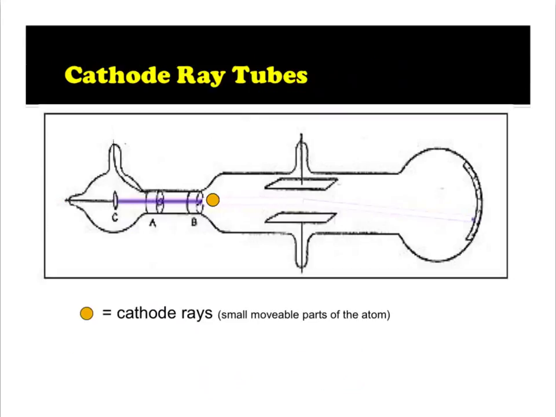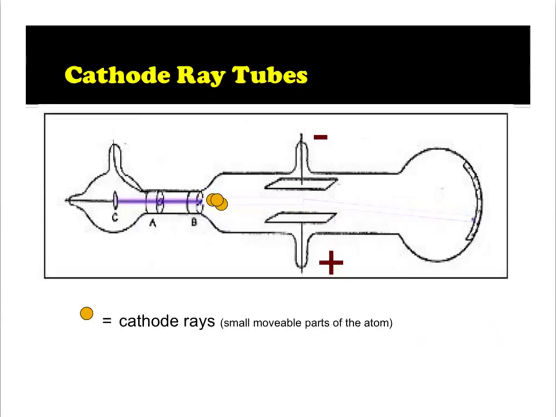So here we have what's called a cathode ray tube, and what we're trying to figure out is whether the small movable parts inside of an atom are positive or negative. So looking at this, this came from a guy named J.J. Thomson, and he figured out that this little movable piece inside of the atom was either positive or negative. So let's see how he did it.